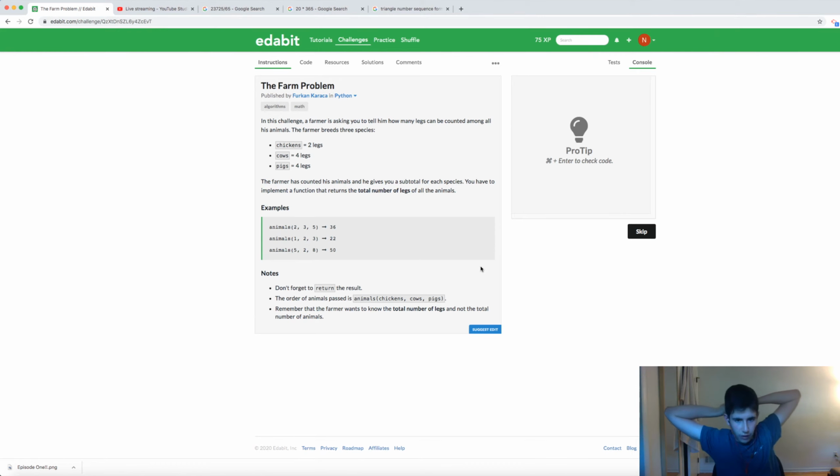In this challenge, a farmer is asking you to tell him how many legs can be counted among all his animals. The farmer breeds 3 species: chickens with 2 legs, cows with 4 legs, pigs with 4 legs. Obviously. Okay? Now the question is, given certain numbers of animals, we have to return the resultant amount of legs. Because we want to know how many legs all these animals have, because this farmer, I don't know, wants to sell legs or something. Whatever, he's crazy.